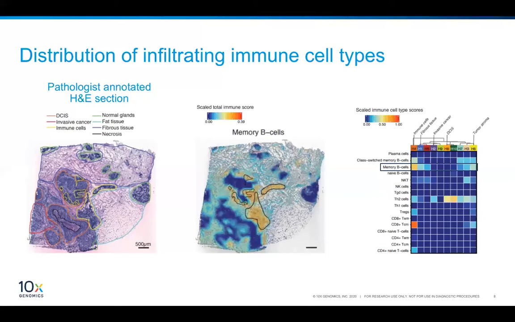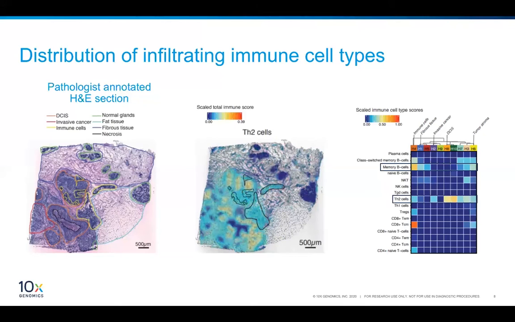So for example, memory T cells were indeed found primarily in these annotated regions, but other cell types like T helper 2 cells, Th2 cells, were found more diffusely in the cancerous regions of these tissues, and they are outside the pathologist's annotation. So it is to point out that we were not able to examine this degree of heterogeneity from the H&E stain image alone.